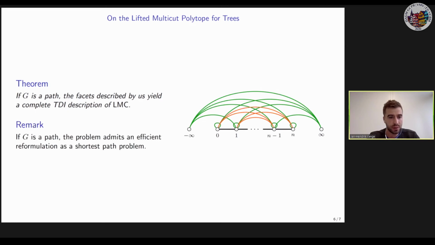I want to make a further remark. If T is a path, the problem actually admits an efficient reformulation as a choice path problem, or in other words, as a dynamic program. The point here is that this dynamic program has quadratic size in the number of points n.